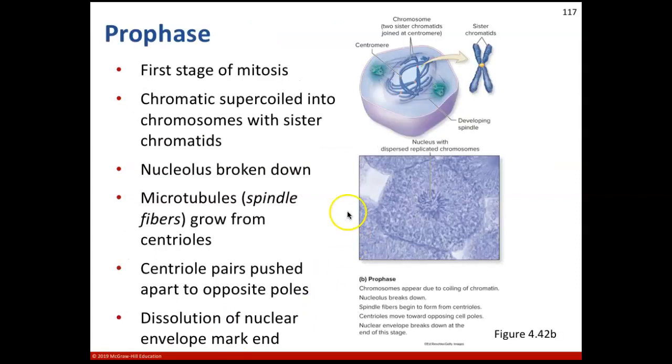So let's take a look at prophase first. We see that our DNA has been supercoiled into chromosomes with their sister chromatids, and our nucleolus is going to be broken down. Our microtubules, or the spindle fibers, are going to grow from these centrioles, and our centriole pairs are going to be pushed apart to the opposite poles. Dissolution of our nuclear envelope is going to take place as well.